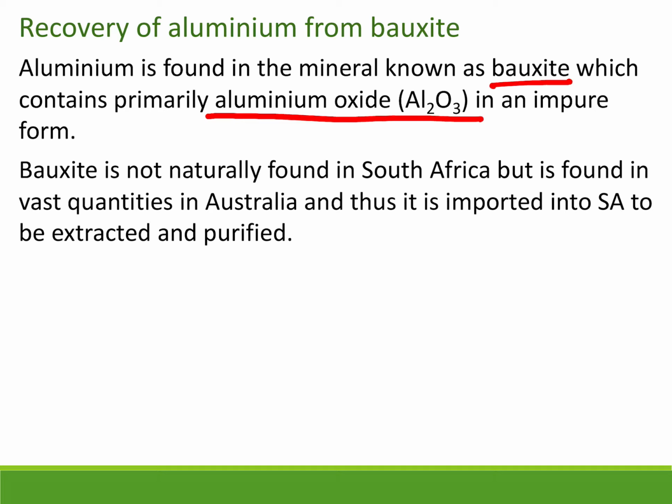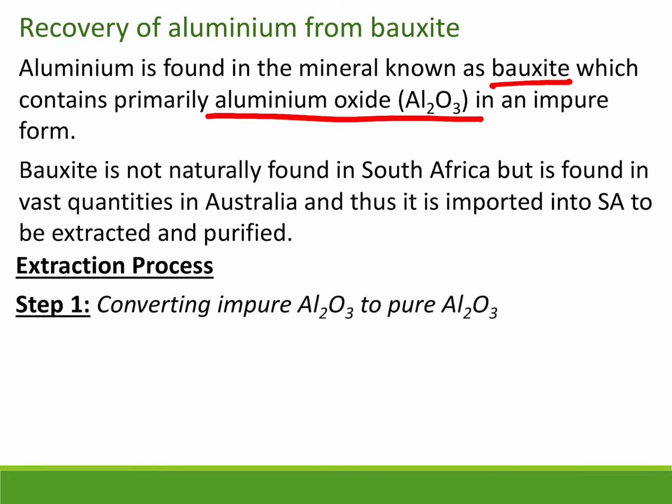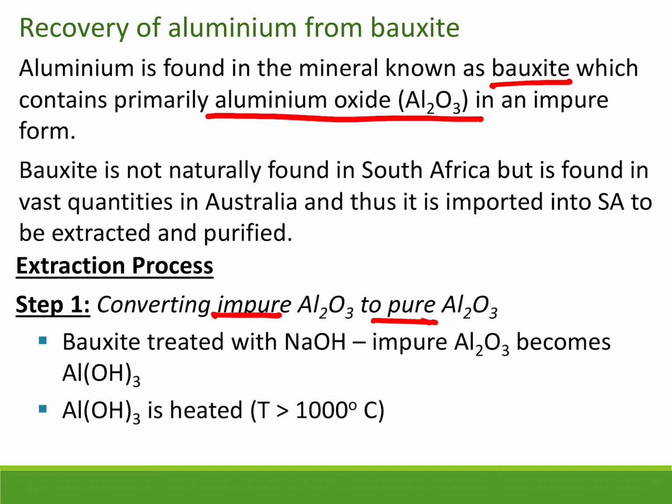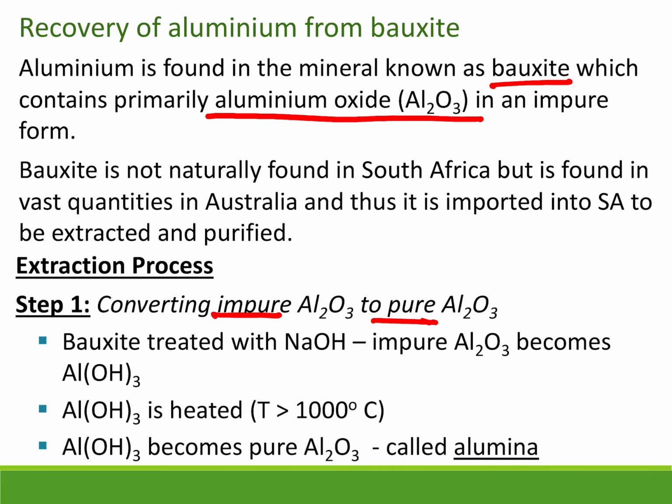All right, so how does this process work? Well, number one, we first have to make the impure aluminium oxide into pure aluminium oxide. The bauxite is treated with sodium hydroxide. It becomes aluminium hydroxide. The aluminium hydroxide is then heated. During that heating process, it becomes a pure aluminium oxide, which is called alumina. So the impure ore that we mine is called bauxite. The pure aluminium oxide, so just Al2O3, is called alumina.